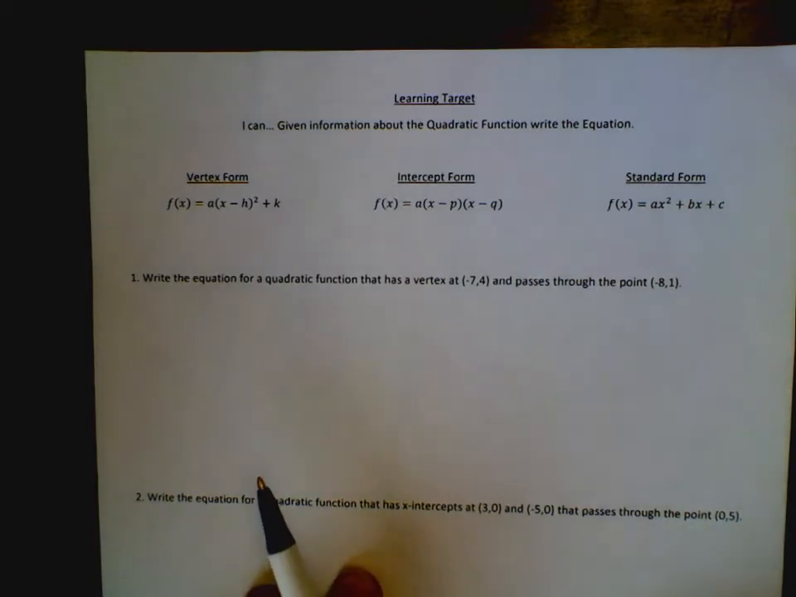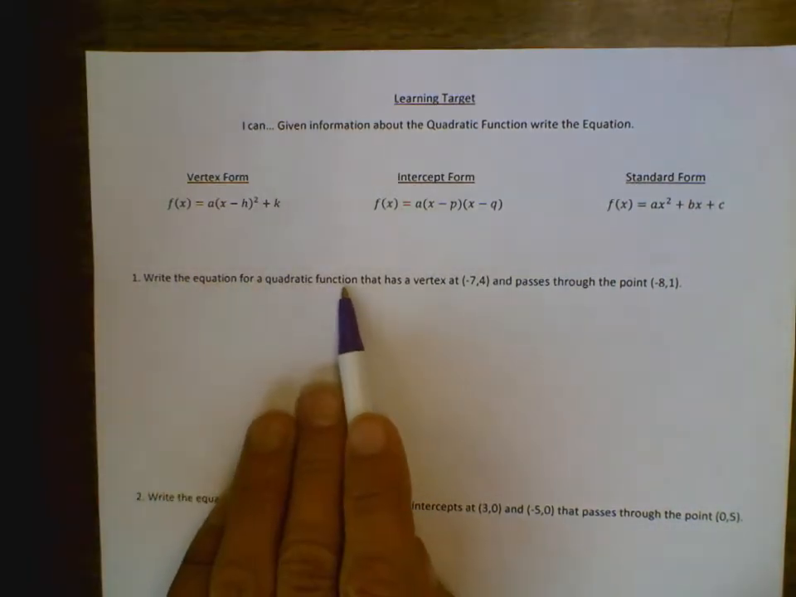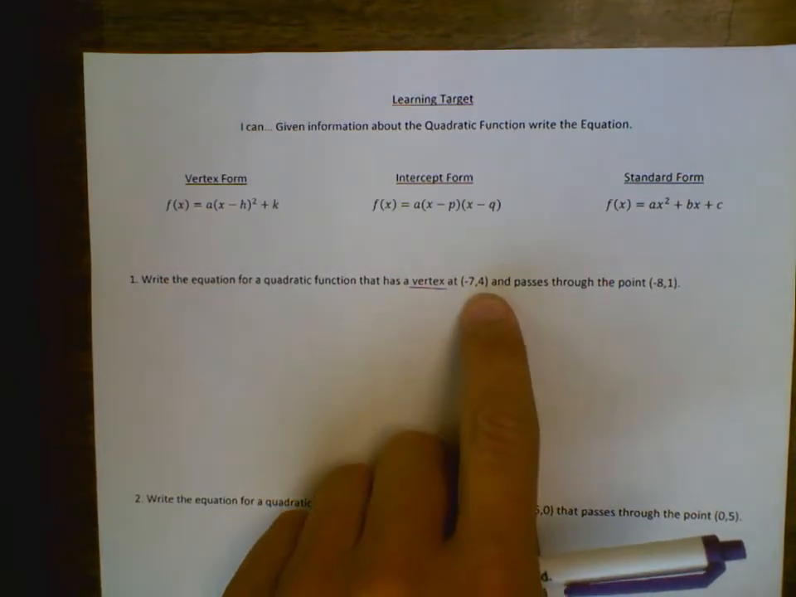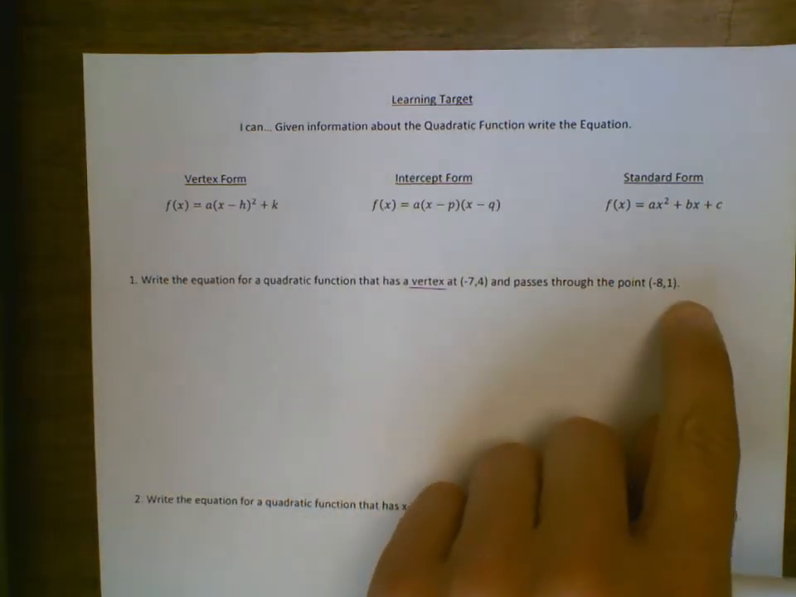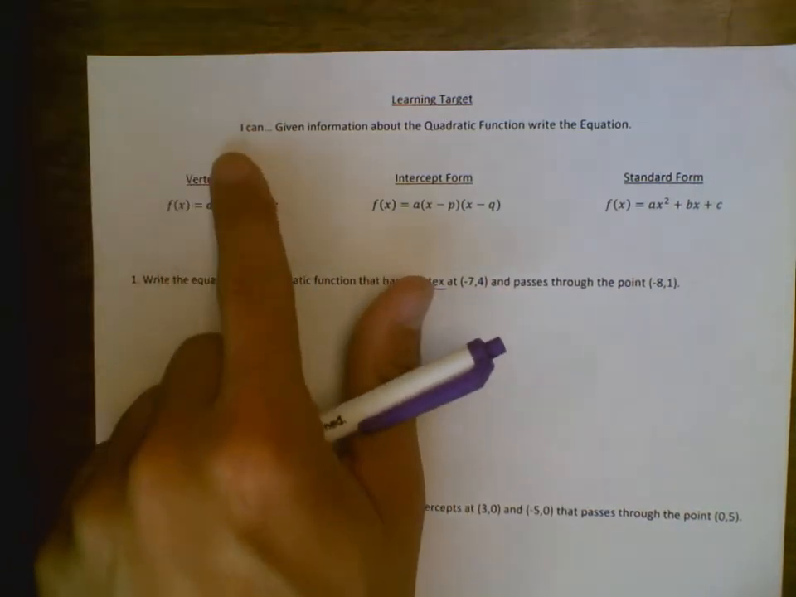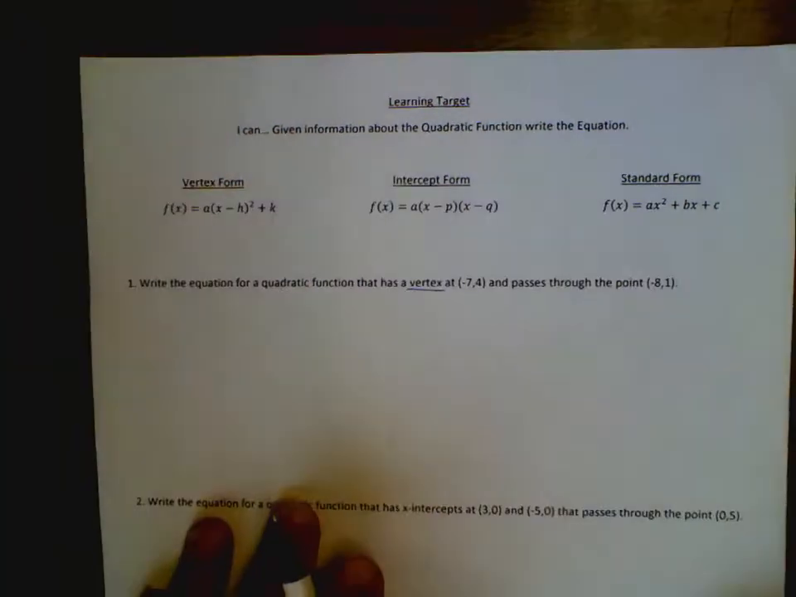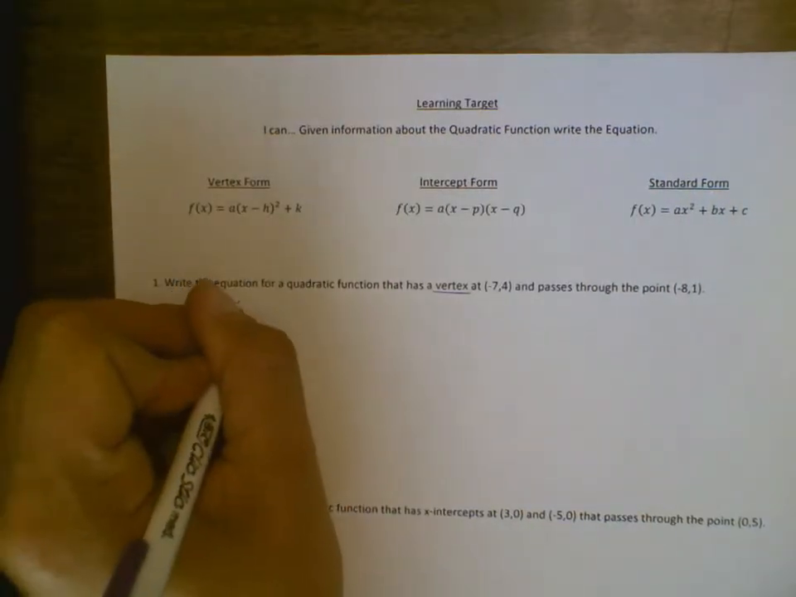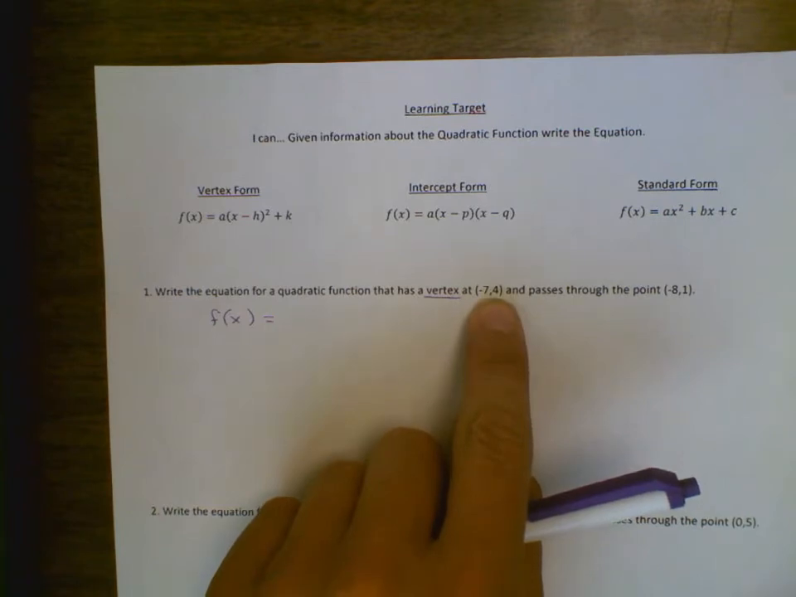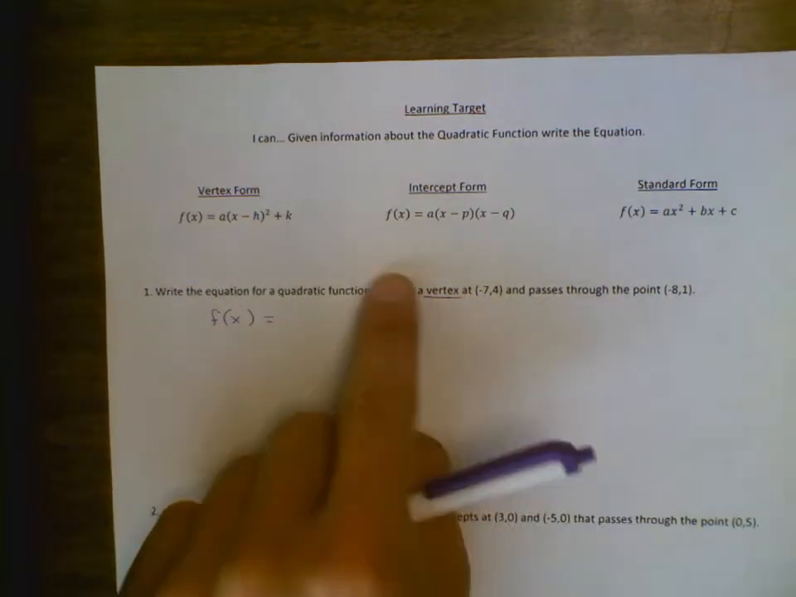If we look at number one, it says write the equation for a quadratic function that has a vertex at (-7, 4) and passes through this point. Since I'm given the vertex, that cues me in that I'm going to write this in vertex form. So I'm going to write f of x equals, and then I notice they're telling me the vertex, so I'm going to plug the vertex into this equation.